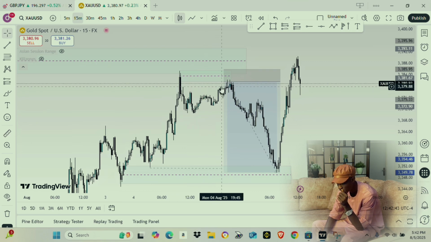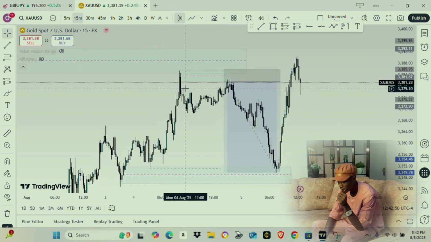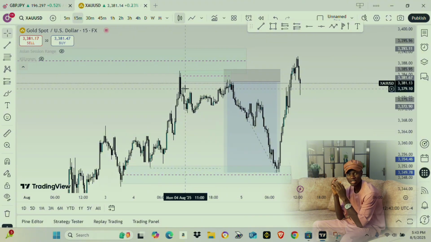So I took my trade, I took my entrance on this particular zone here, and market pushed down a little bit. And I know this is a problem: you don't trade what is in your mind. You trade with what we call risk management. You need to know how to calculate pips and know the amount you're about to risk.